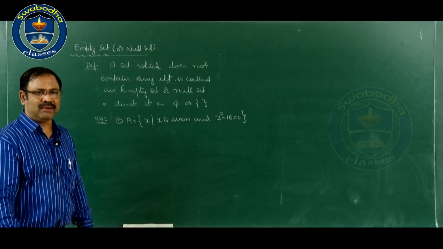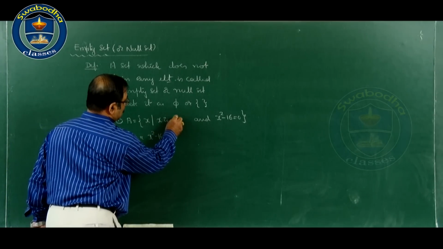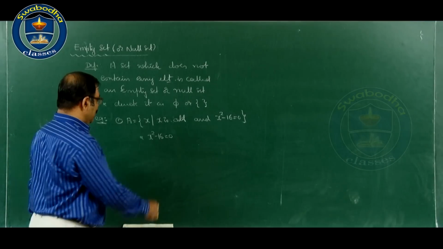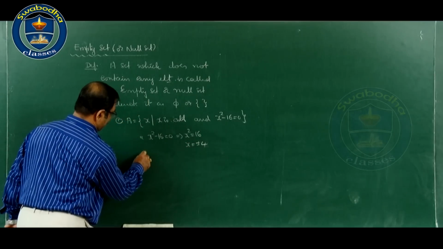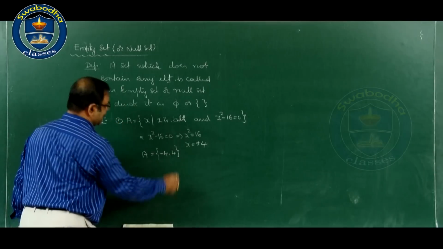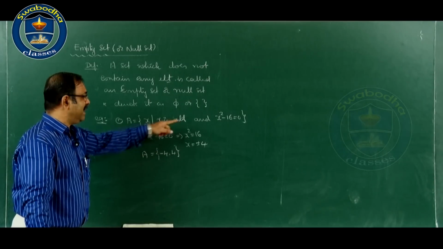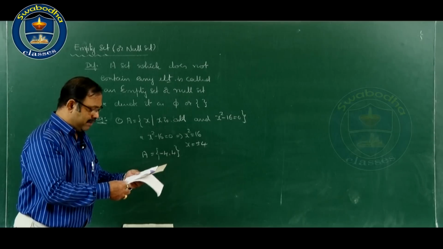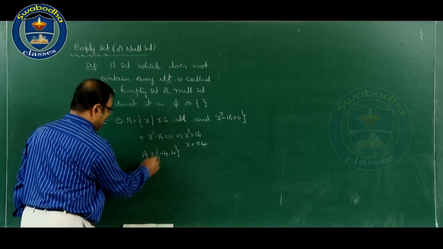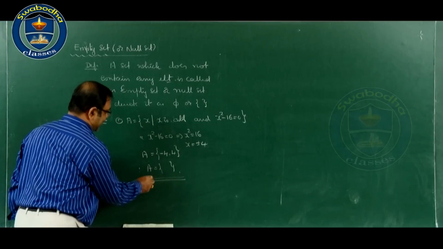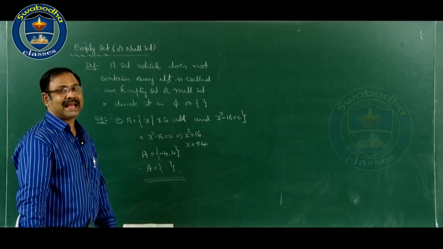Now what is this? Why is this an empty set? See, x squared minus 16 equals 0, so x squared is equal to 16, x equal to plus or minus 4, that is minus 4, plus 4. But here what have we said x is? Even. The roots are not even elements, so there is no element belonging to that set. Therefore A is a null set. So this is an example for a null set.